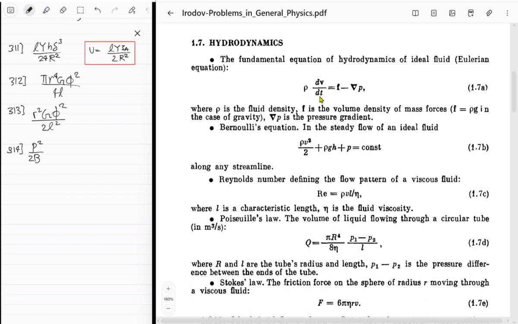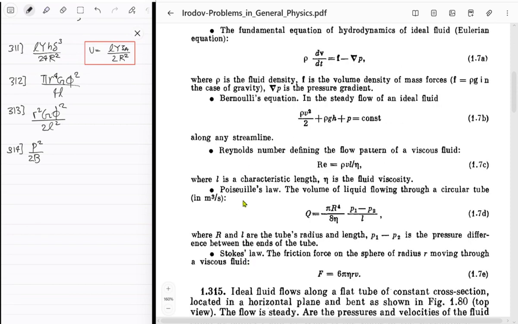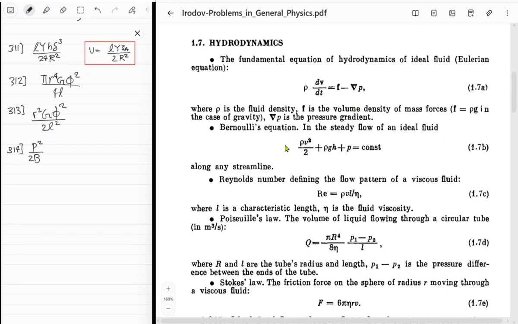What is this? Rho dV upon dt is equal to what is this thing? Volume density of mass forces. Okay, this is new. I do know all of these other things: Stokes' law, Poisson's, sorry, God, how to pronounce this thing? Poiseuille's law, whatever, this equation about resistance of tubes, so fluid resistance. Yeah, I know these things, but what is this new equation? I don't know. And you know what happens when I don't know something? I'm going to need some time to do this.